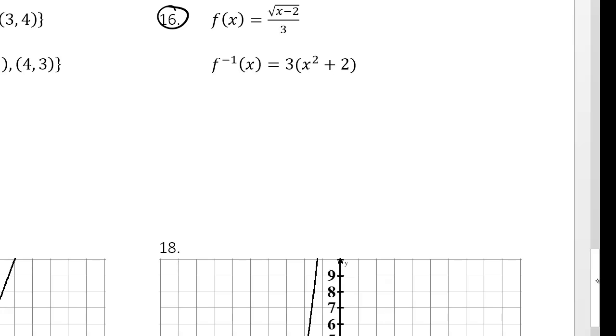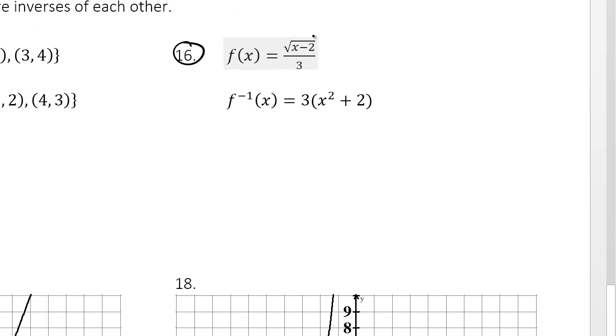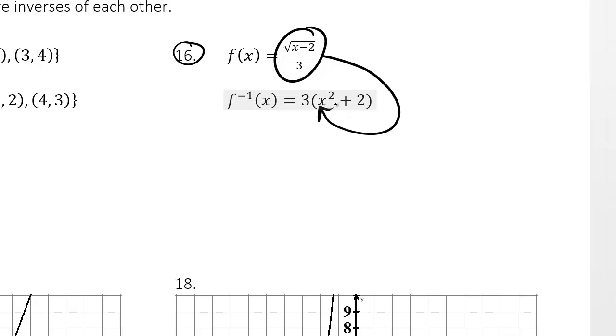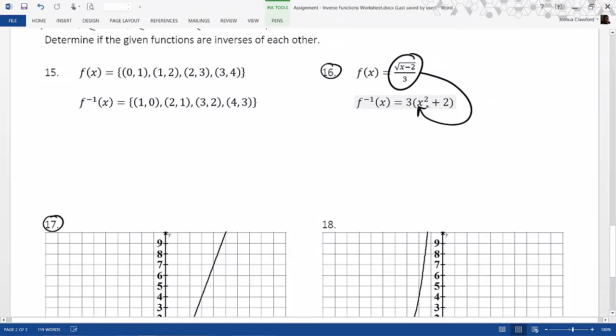Number 16. Determine if the given functions are inverses of each other. We have f of x equals the square root of (x minus 2) divided by 3, and we have f negative 1 of x equals 3 times x squared plus 2. So are these inverses of each other? From our notes on the composition of functions, we can substitute one of our functions in for x and solve. If it comes up with x, then they are inverses of each other. So let's plug our regular function into our inverse. So replace x with your function.